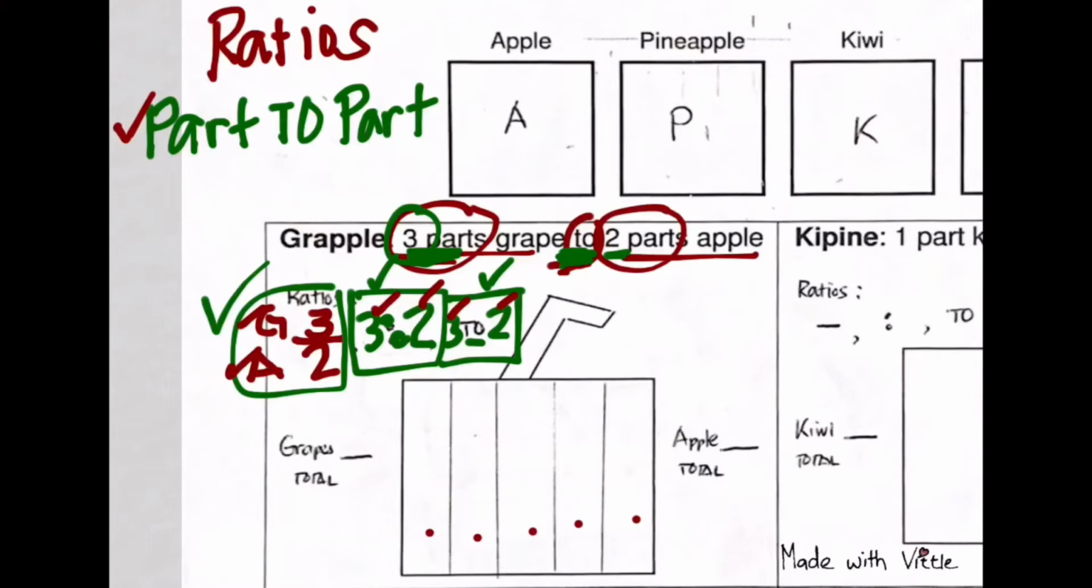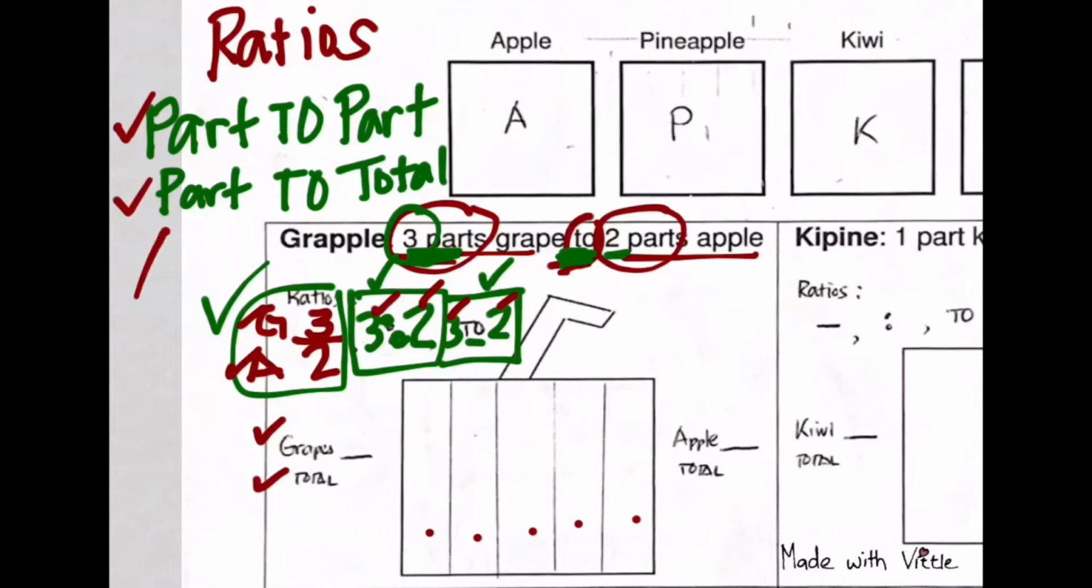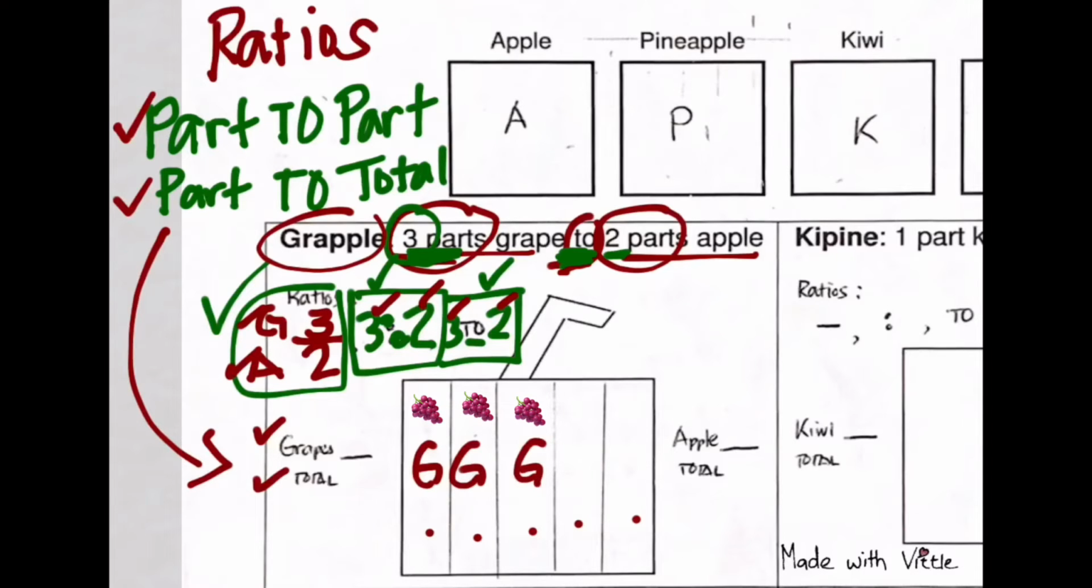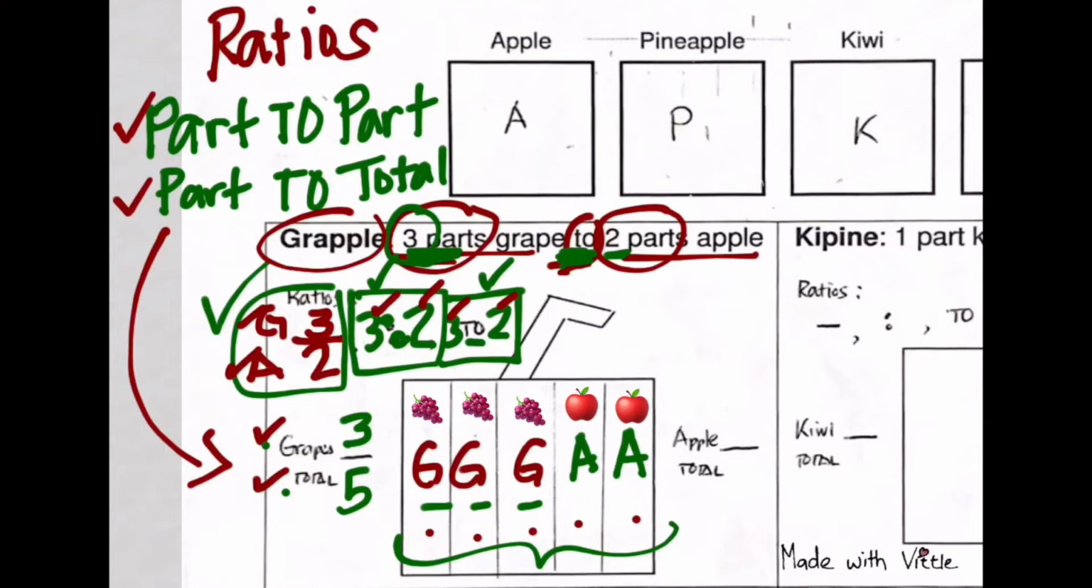Now, we can also write it down as part to total. So our first example as part to total is grapes compared to the total number of fruits in this grapple. We know that grapes is 3 parts, while the apple is 2 parts. So we're going to write down A for apple here. So if they wanted grapes to the total, the number of grapes is 3, and out of the total, that's going to be all the 5 parts. So the grapes is 3 to 5.